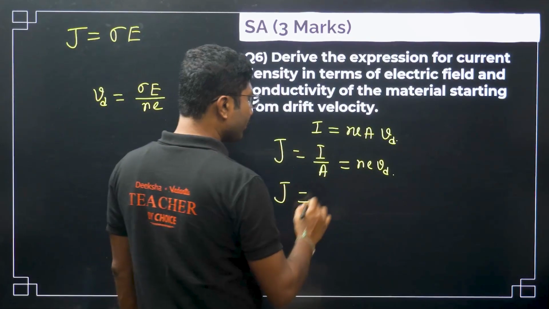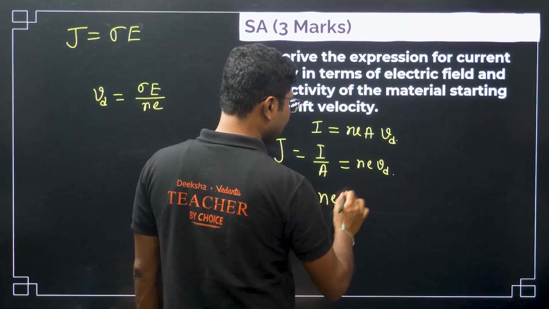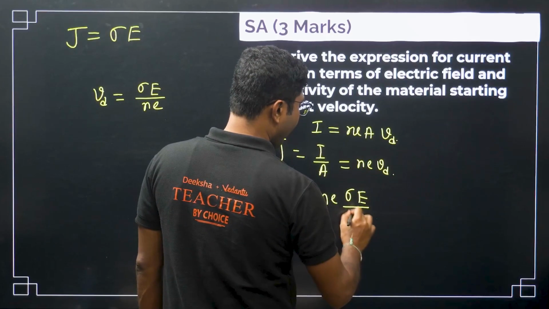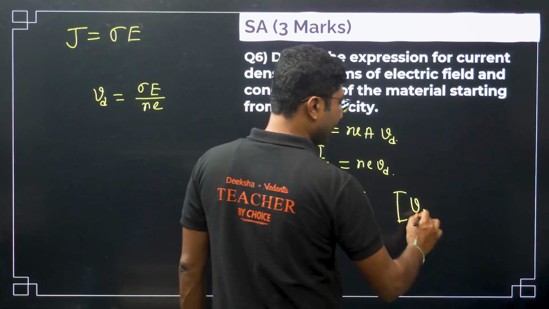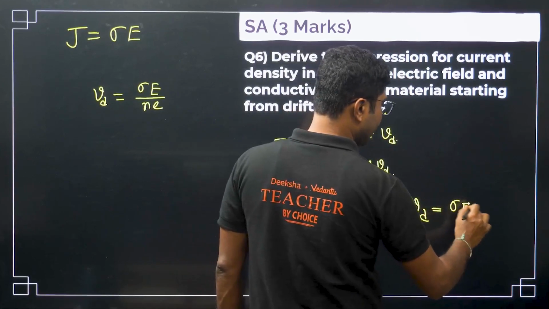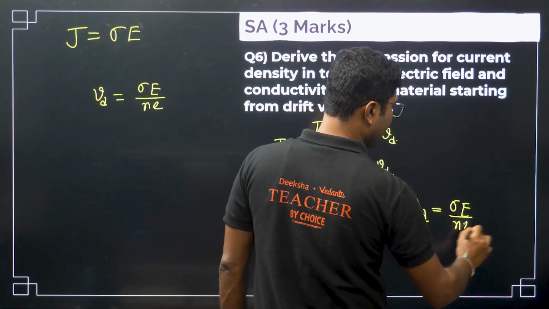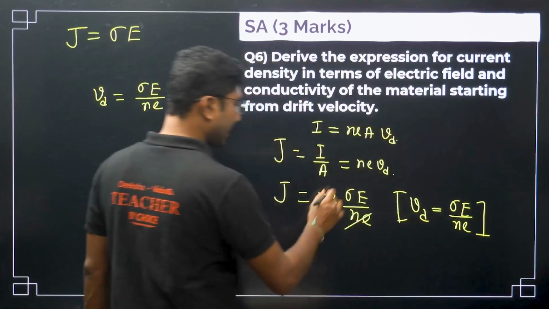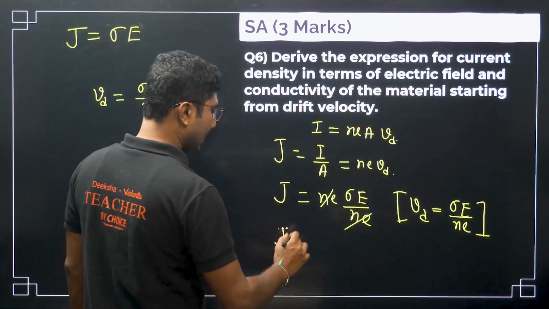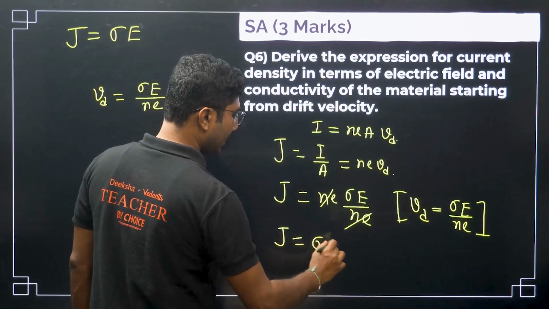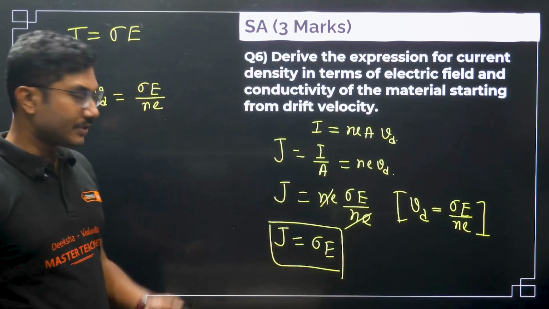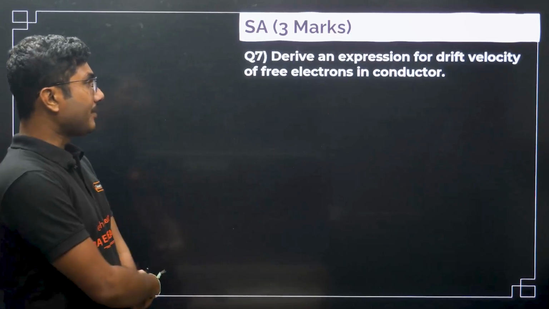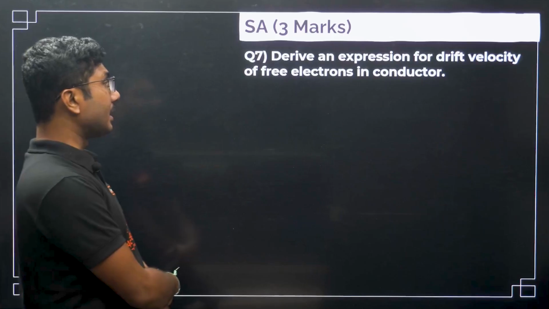No one is going to stop you if you answer it like this. Okay, but remember that you have to mention that Vd equals sigma E divided by NE. Okay, so NE cancels and you get J equals sigma E. Okay, this is the derivation. Easy derivation.